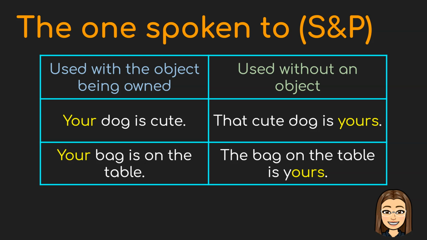Next, the one spoken to. It can be singular, it can be plural. Used with the object being owned. Your dog is cute. And your bag is on the table. If it is used without an object, the sentence is going to be, that cute dog is yours. And the bag on the table is yours.